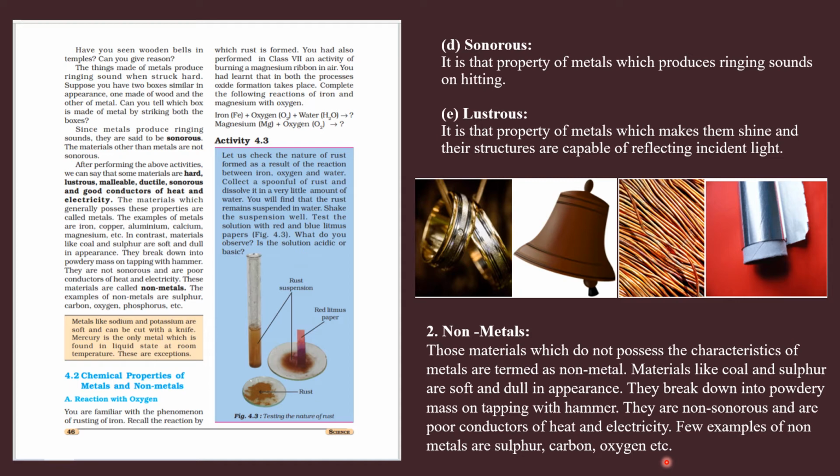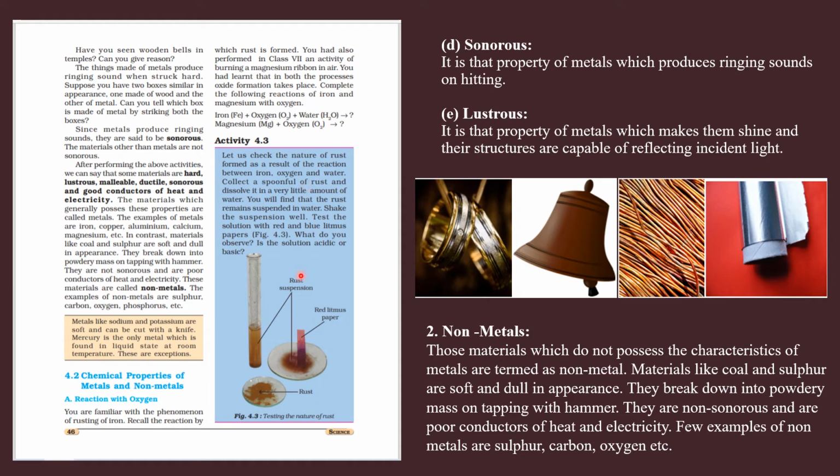Now, chemical properties. First of all, we will discuss the reaction with oxygen. A common example we see in our day-to-day life, which we also discussed in the seventh class, is the rusting of iron. How is rust formed? The iron reacts with oxygen, and moisture is also there. Then it produces the oxide of iron.